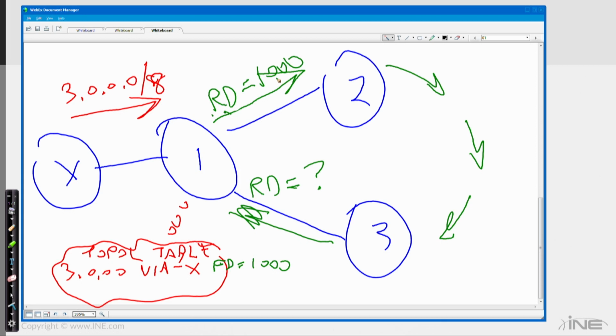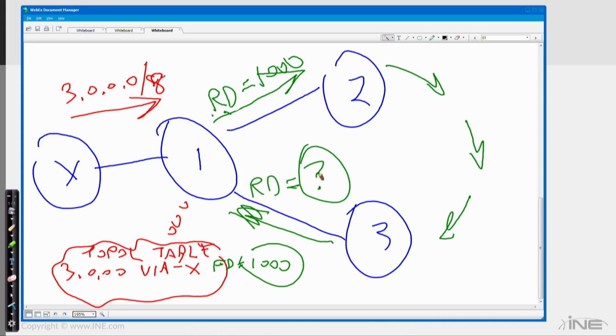EIGRP says, okay, once I learn of a route the first time, there's no way for me to tell if there's a loop. If I only have one entry for this, there's nothing to compare it against, so I'll put it in my routing table. But if somebody else advertises that exact same route to me, so now I've learned about the same route twice or 3 times, then I'm going to perform what's called the feasibility condition, which means I'm going to take a look at their reported distance and compare it against my feasible distance.